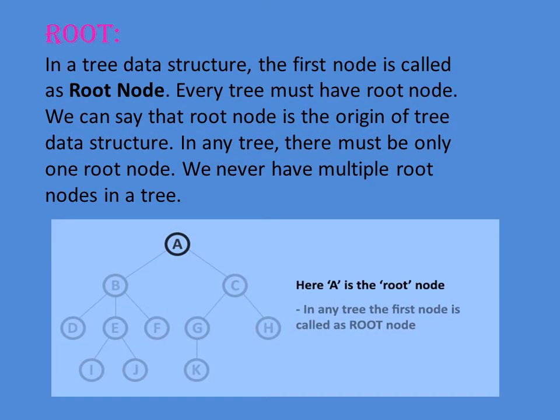Root. In a tree data structure, the first node is called as root node. Every tree must have root node. We can say that root node is the origin of a tree data structure. In any tree, there must be only one root node. We never have multiple root nodes in a tree. In this below example, we can see A as a root node.